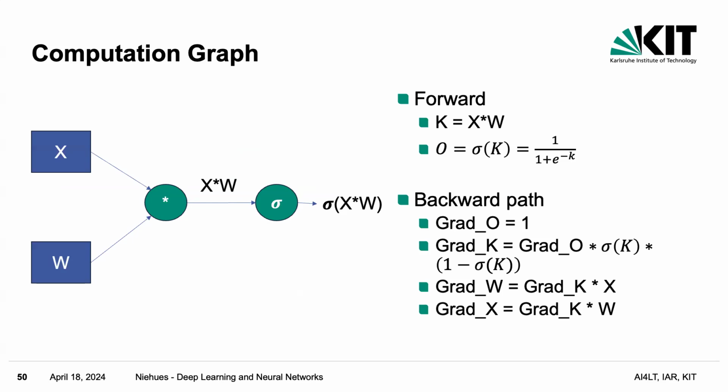So you have to store these values so that you can then use them on the backward pass to calculate the gradient. Then for the gradient with respect to w, you have to take k. If you calculate the gradient to w, it's x, so it's the gradient from k times x, and the gradient to x is the gradient from k times w. And that is how you calculate that.